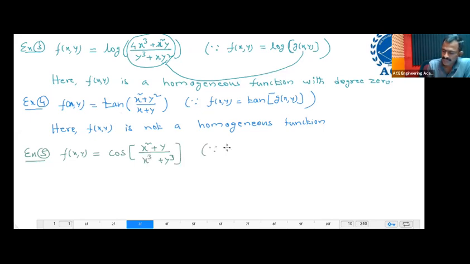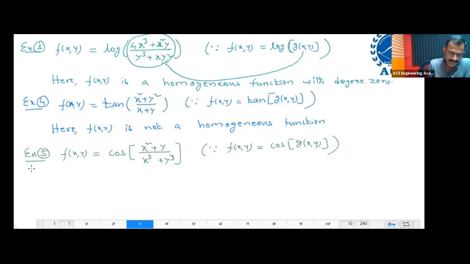Since it is in the form of f of x comma y equal to cos of some function g of x comma y, now g of x comma y is an algebraic function, x square plus y by x cube plus y cube. This g of x comma y is not a homogeneous function because the numerator is not a homogeneous function. The denominator is a homogeneous function, but the numerator is not. First of all, the inner function is not a homogeneous function, so the main function is not a homogeneous function. In the above, the inner function is homogeneous, but the main function is not homogeneous. Like this, we can check whether transcendental functions and also algebraic functions are homogeneous or not.